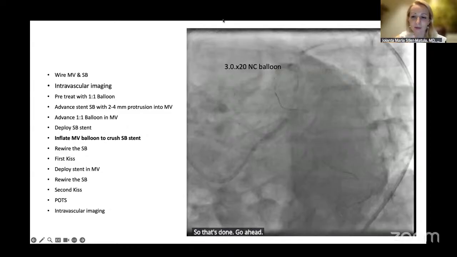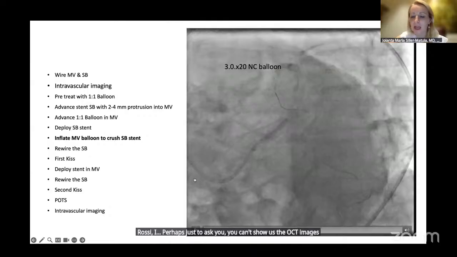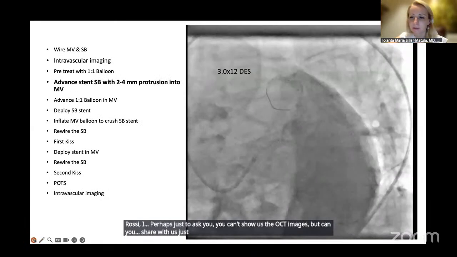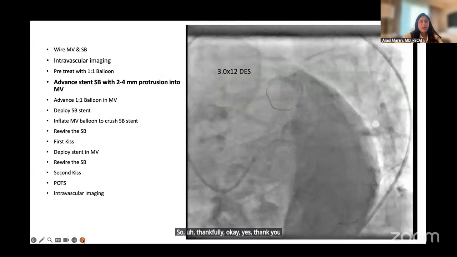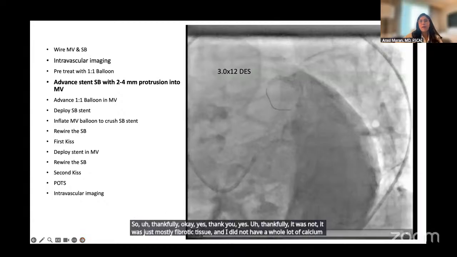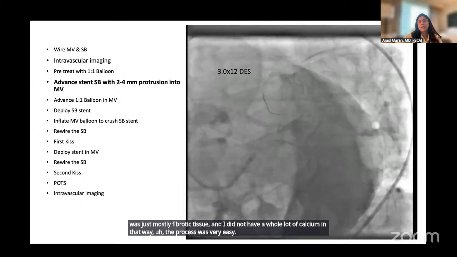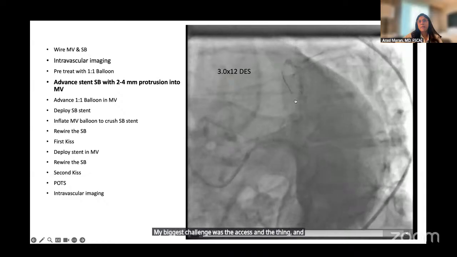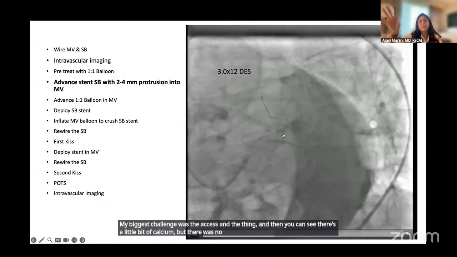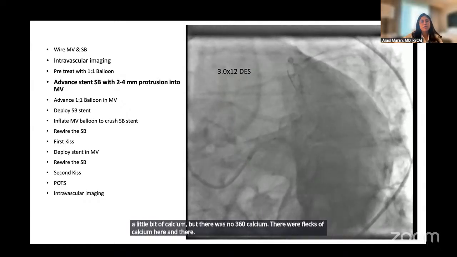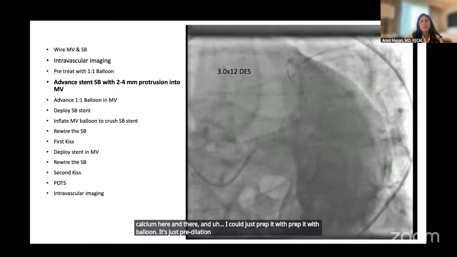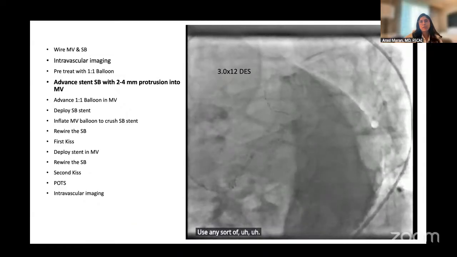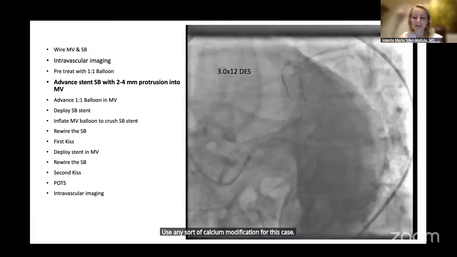Perhaps just to ask you, you can't show us the OCT images, but can you share with us about the imaging, how much calcium was there? Thankfully, it was mostly fibrotic tissue, and I did not have a whole lot of calcium. In that way, the process was very easy. My biggest challenge was the axis. There was a little bit of calcium, but no 360 calcium, just flecks of calcium here and there. I could just prep it with a balloon, just predilation, and not necessarily use any sort of calcium modification for this case. Okay, super. So go ahead.